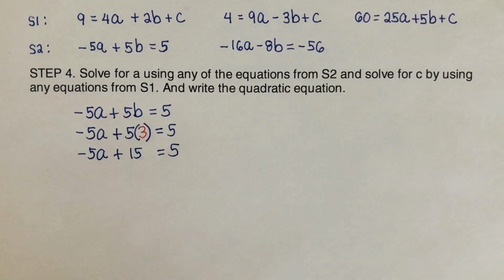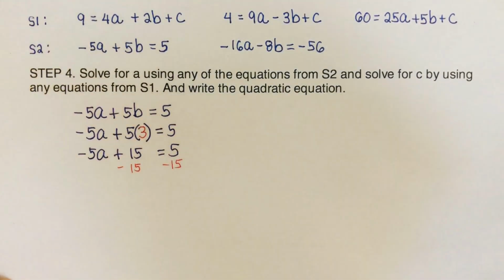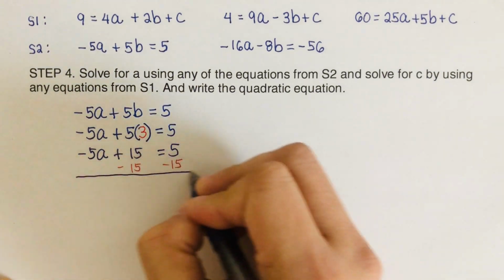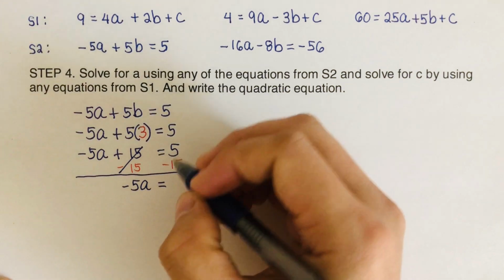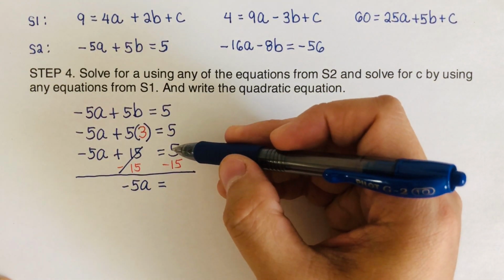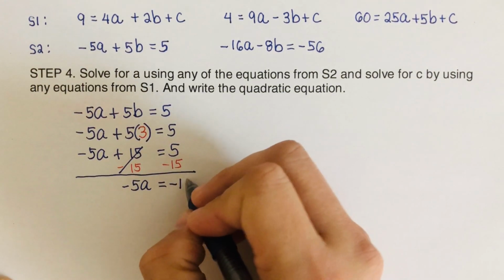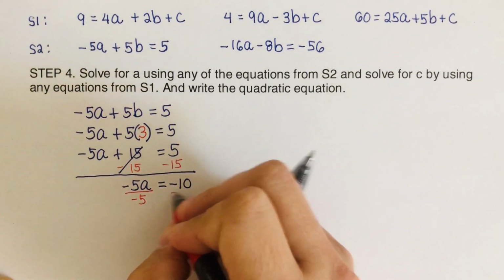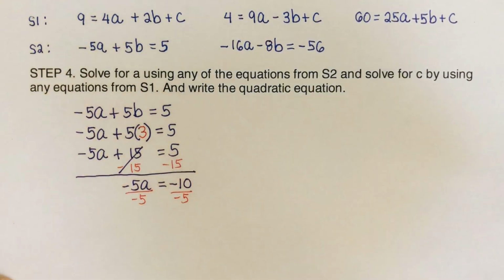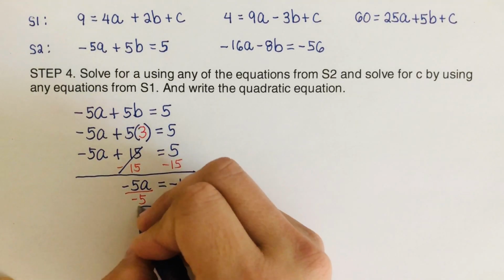We want to solve for a. So from here we can subtract 15 from both sides. So minus 15 and minus 15. Then we can cross the 15 out. So we're left with negative 5a is equal to 5 minus 15, which is negative 10. Then we are going to divide both sides by negative 5 because we want to solve for a. So let's divide by negative 5. So then our a is 2. So we have solved for a.